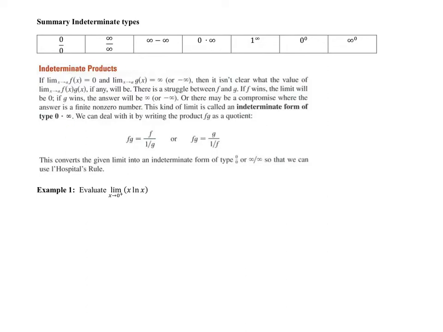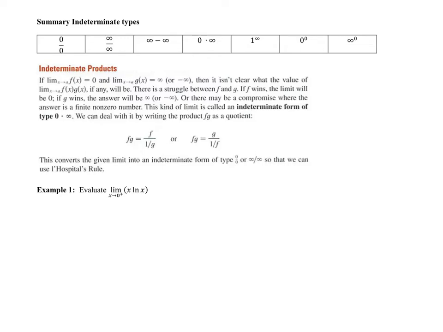So you can read through this description, but basically if you have a situation where you have 0 times infinity, that obviously fits into one of our 7, and we want to force it into a fraction so that we can use L'Hopital's rule. So we want to go from something that is 0 times infinity and turn it into either 0 divided by 0 or infinity divided by infinity.